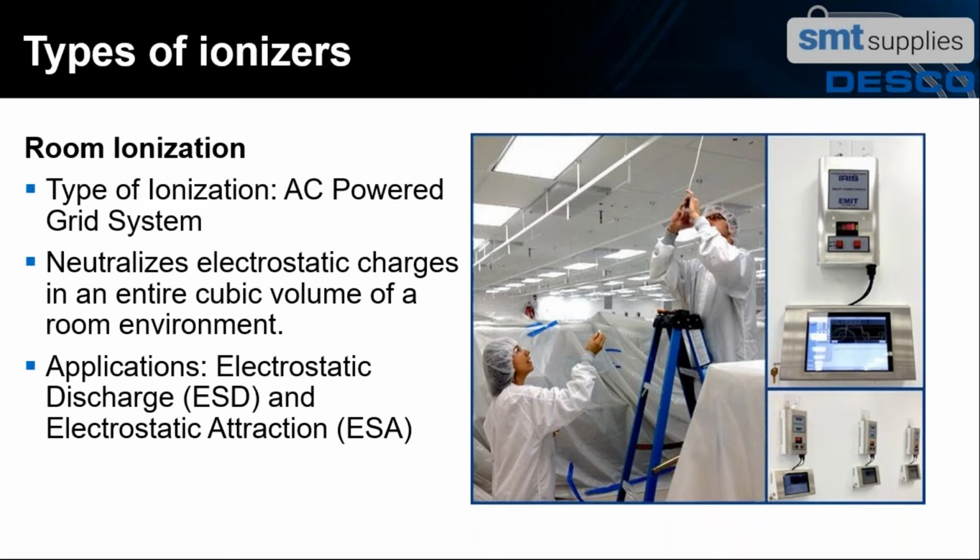These room systems are generally used just to keep the charges off of insulators so that any debris in the air is not attracted to any materials. It just kind of stays free and goes down to the collection area of the room. So room ionization systems are really not for protecting devices, they're for preventing electrostatic attraction.